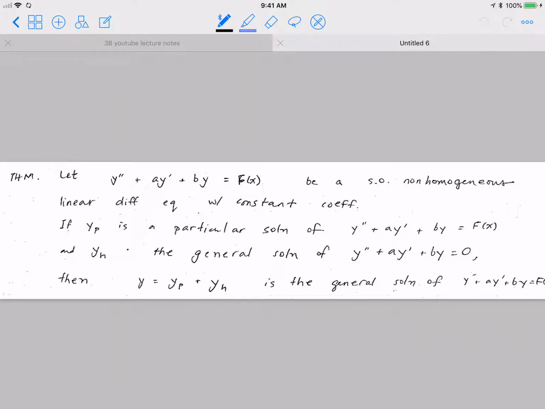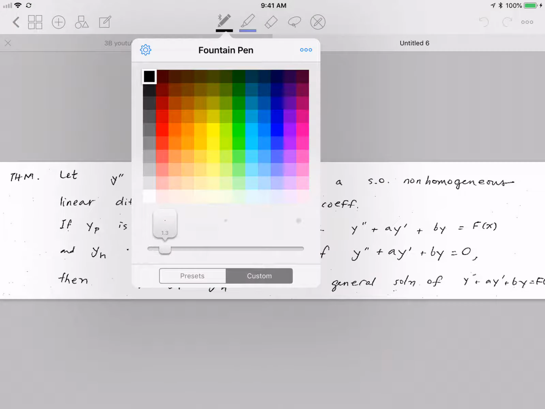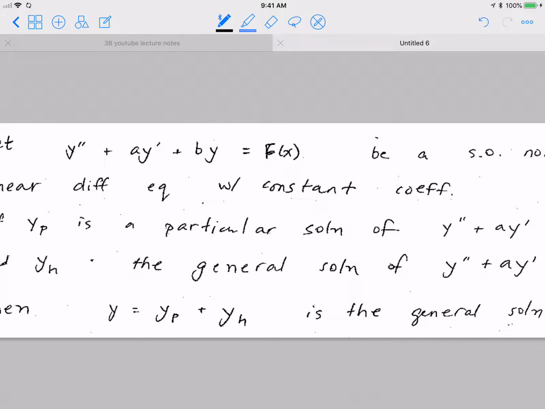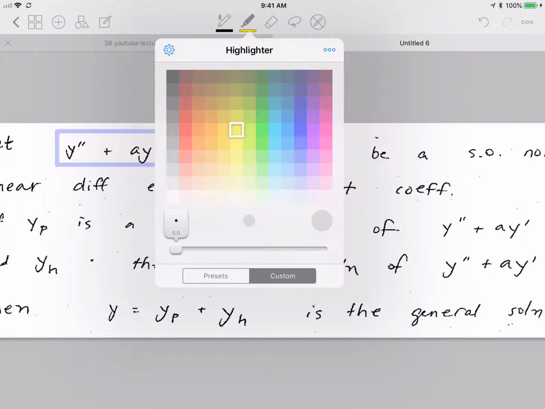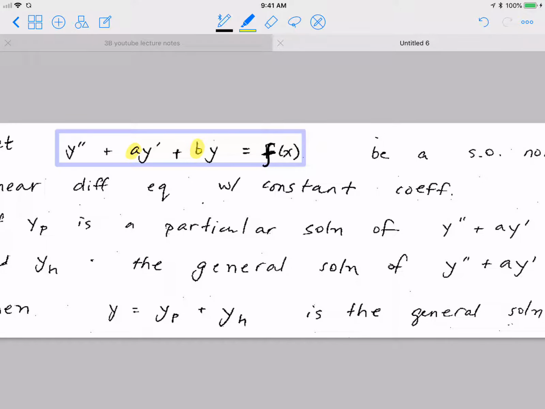Okay. So I want to start off with a theorem, and this is tying into the big theorem that we had at the end of class on Thursday. You can look here and you can see this is the general format, right? So y double prime plus a y prime plus b y equals f of x. Before we were writing it with the little f, and now we're just writing it with the big F. It's the same thing. We're just talking about a function. And of course, a and b are constants.